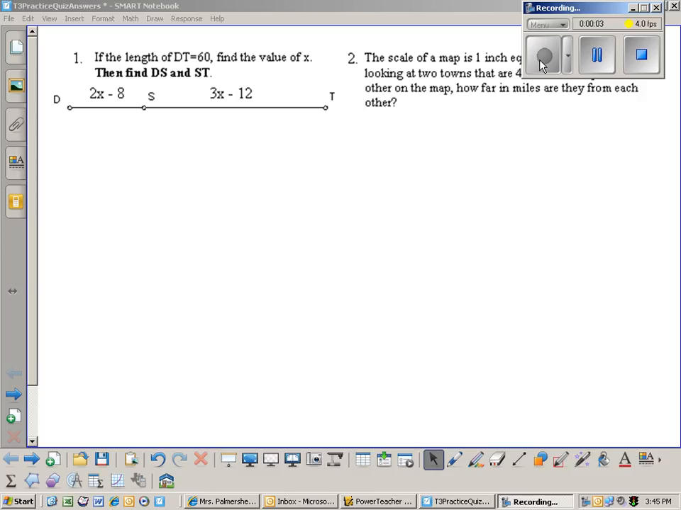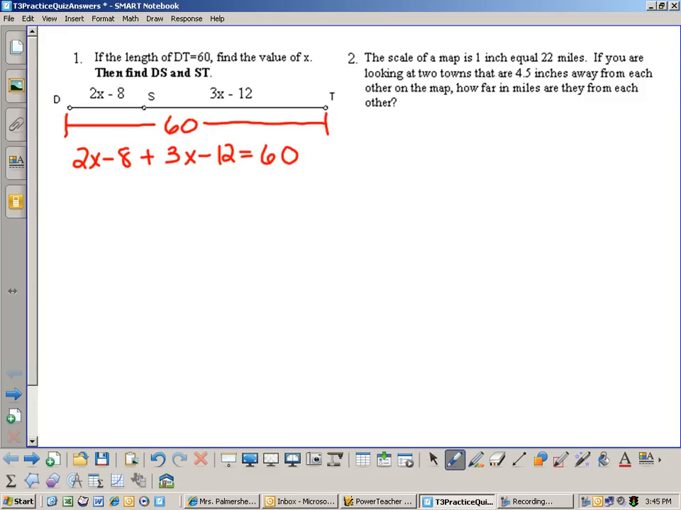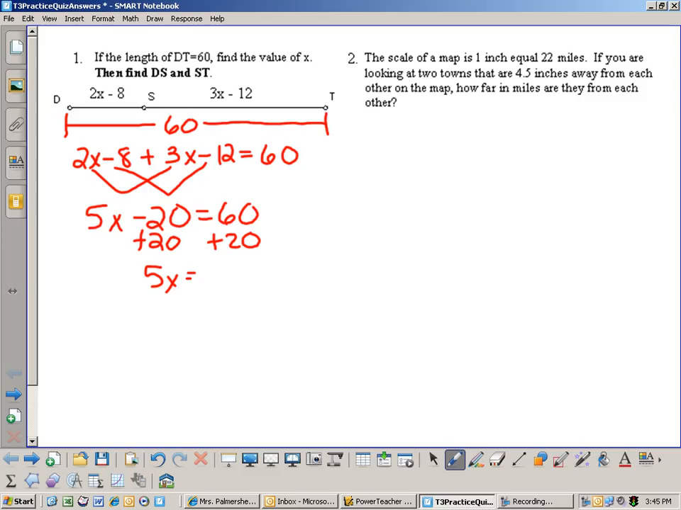All right, we're going to start off with problems 1 through 5. For this first problem, they give you that the length of DT is 60. So all that we can use here is that 2x minus 8 plus 3x minus 12 is going to equal 60. Combine our like terms here to get 5x. Combine our like terms here to get minus 20. Add 20 to both sides. 5x equals 80. Divide by 5.